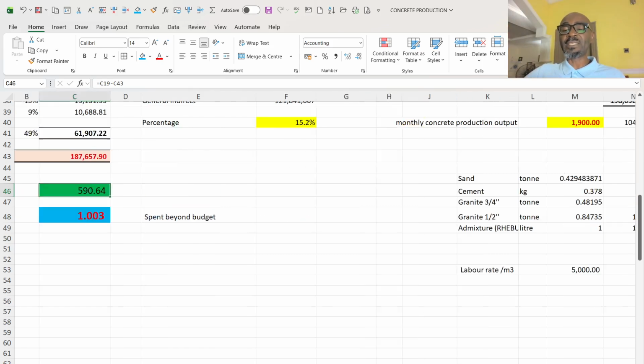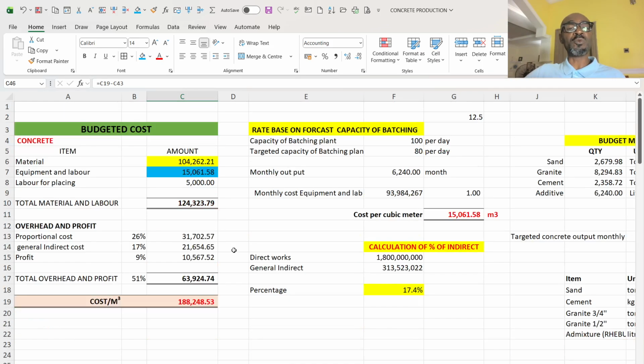So basically, this is how you check or determine if you are within your budgeted cost. I hope I've been able to give us an understanding on how to go about it, with a practical example of how to go about it.